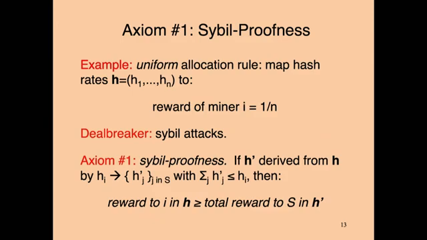Okay? The proportional allocation rule, by design, is certainly Sybil-proof. If you're a 20% miner and you shatter yourself into two 10% miners, the collected reward of your two Sybils is the same as what it was before, 0.2 times the block reward. Okay? The uniform rule, as we've seen, does not satisfy this axiom. So that's axiom number 1.